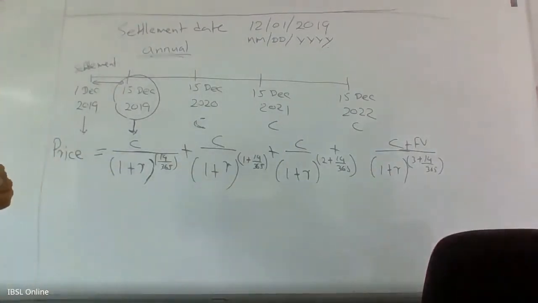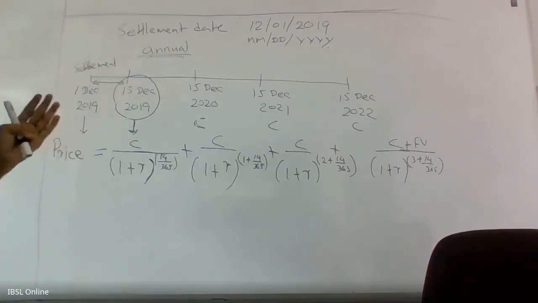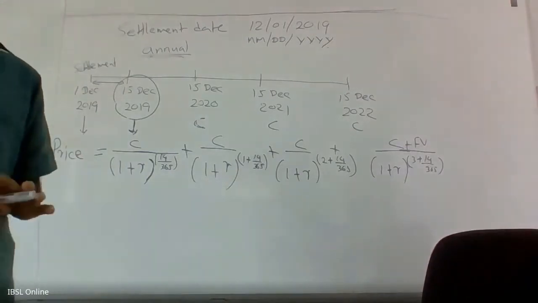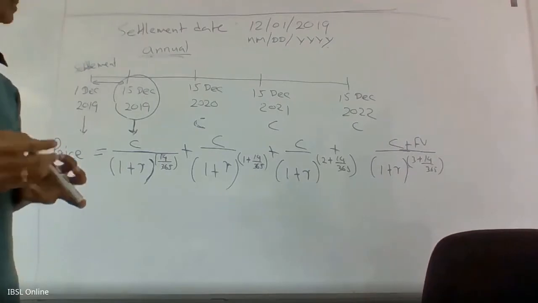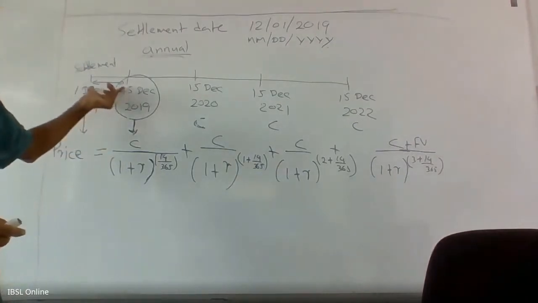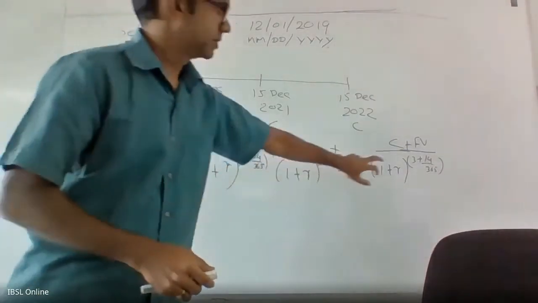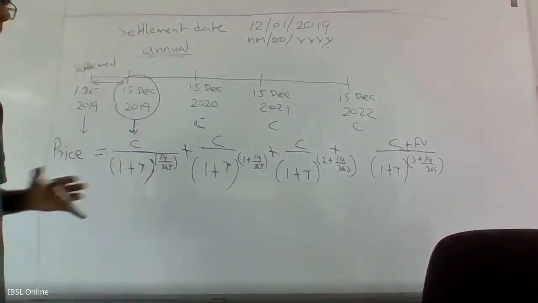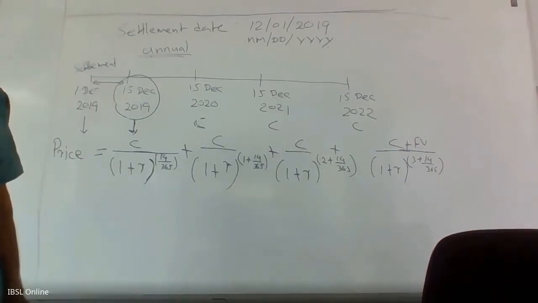Clear? When the settlement is taking place in between two coupon dates, you have to consider the remaining fraction of the coupon period, and add it to the time every time. Then only you get the correct price. Is it clear?